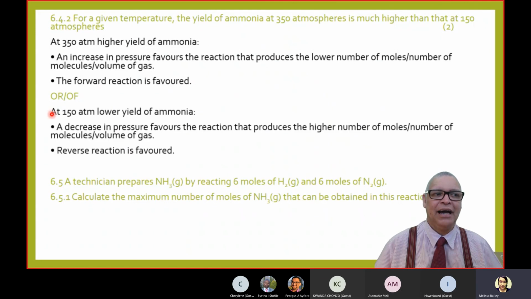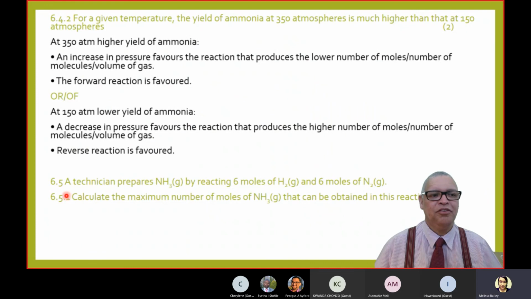Or if you want to discuss 150 atmospheres, there's a lower yield of ammonia because a decrease in pressure favors the reaction that produces the higher number of moles. Hence, the reverse reaction is favored.